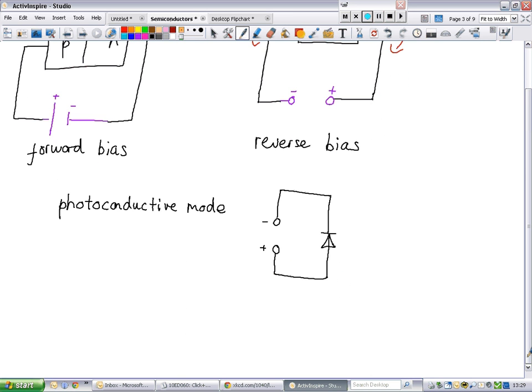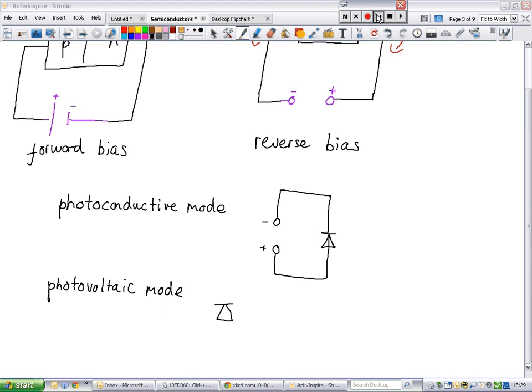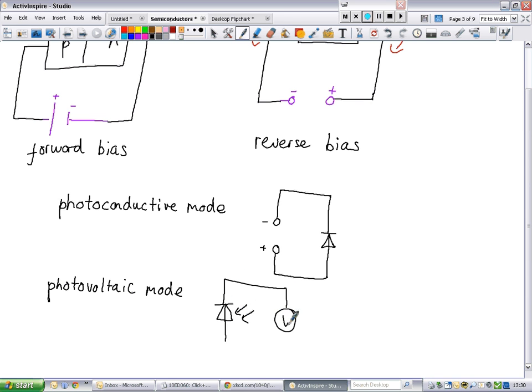Photovoltaic mode is when it's actually used to generate electricity. So photovoltaic mode is when you use something like this to actually generate some sort of electricity. In photovoltaic mode you won't be connected to any sort of voltage supply. You will have some sort of voltage output there. So a solar cell works in that way, and that's reverse bias that uses that.